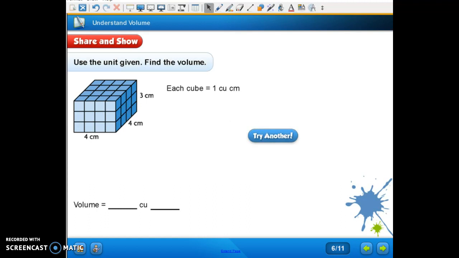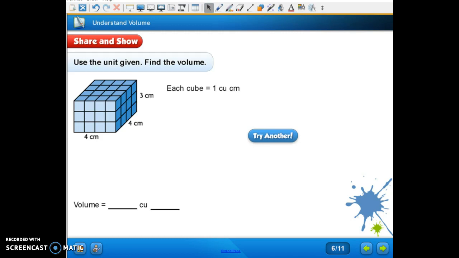Okay, so it says use the unit given to find the volume. So I want you to do this as number 1 on page 469. I want you to stop your recording and do that, and then come back and see if you're right.